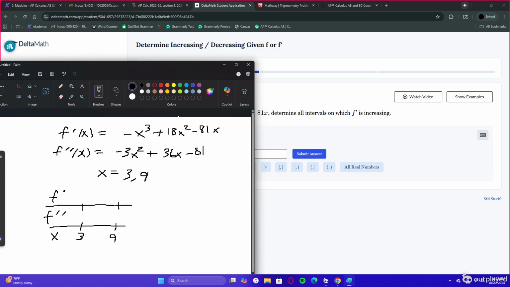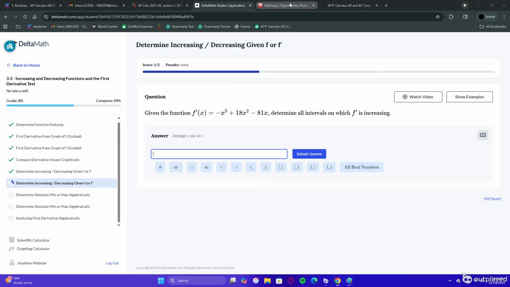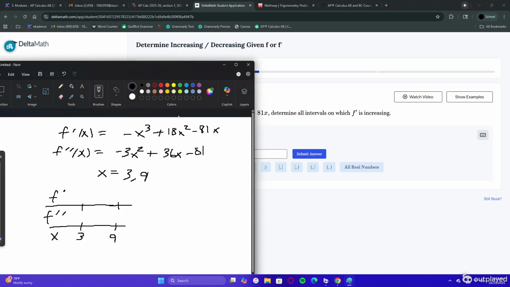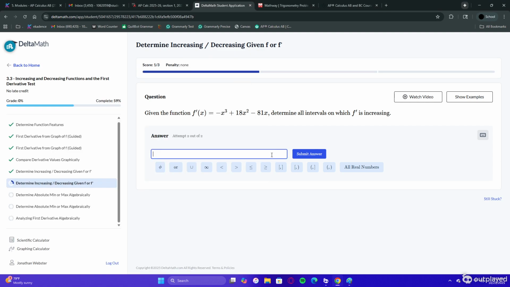And plugging in values before 3, you'd get a negative value into f double prime, and then plugging in values from 3 to 9, you'd get positive, and then after 9 you'd get negative, so decreasing, increasing, and decreasing. So f prime is increasing here from 3 to 9.